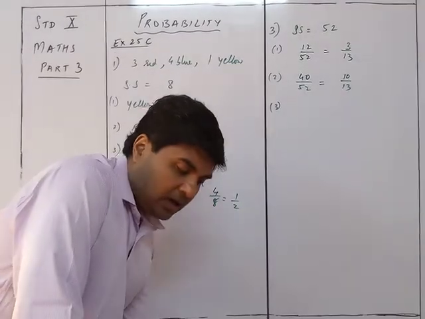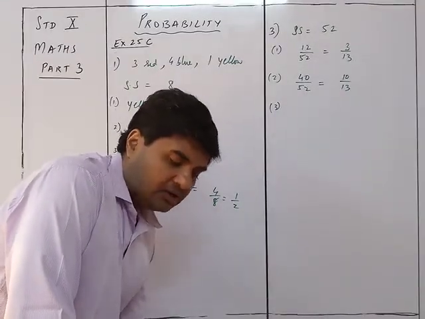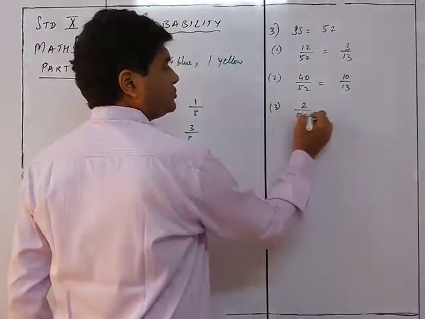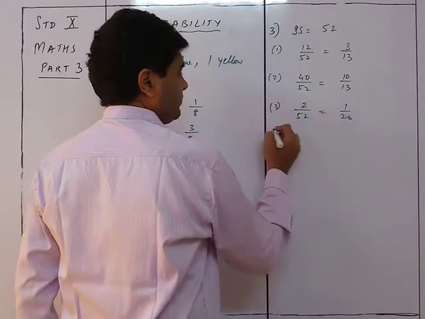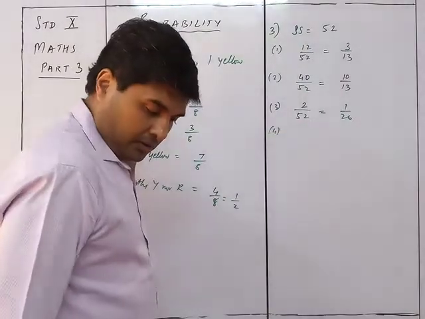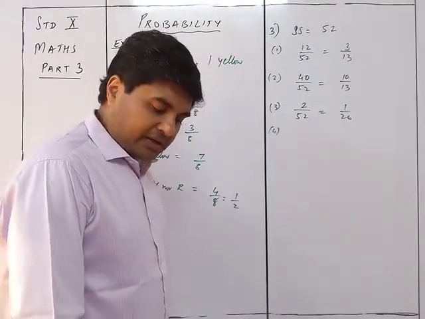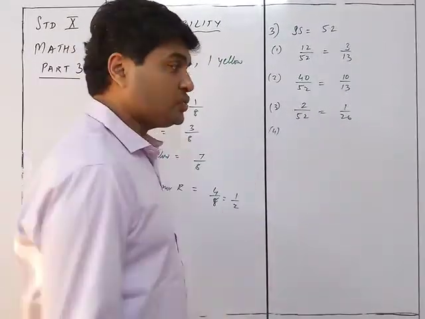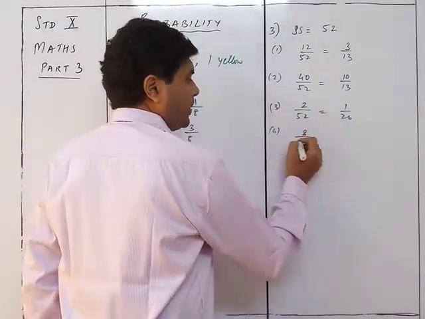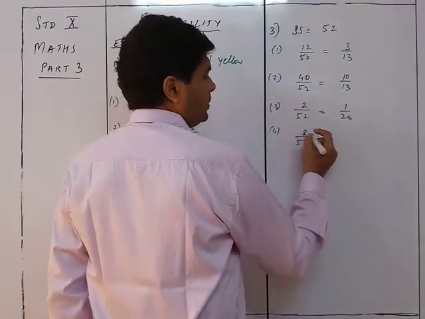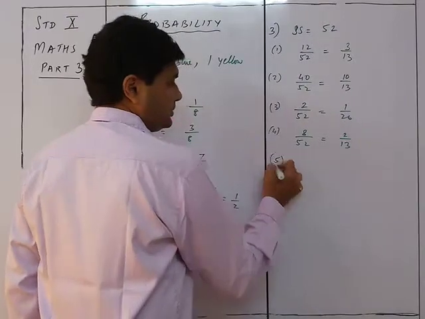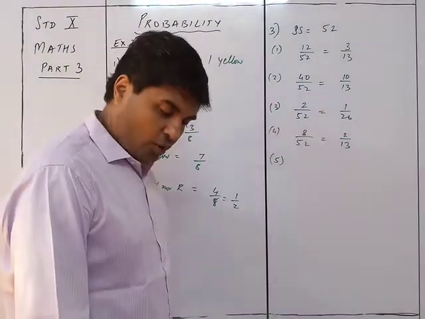Next is a queen of black color. There are only 2 queens of black color, so that will be 1 upon 26. A card with numbers 5 or 6. There are 4 5s and 4 6s, so 8. So it will be 8 upon 52. That will be equal to 2 upon 13. So that's 5 or 6.